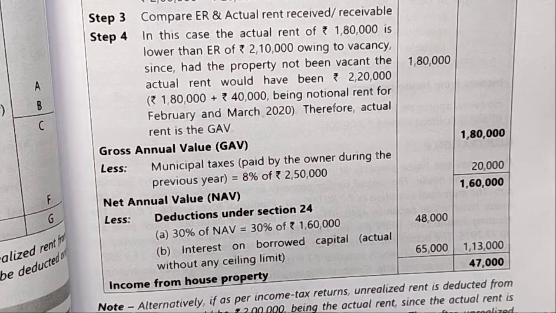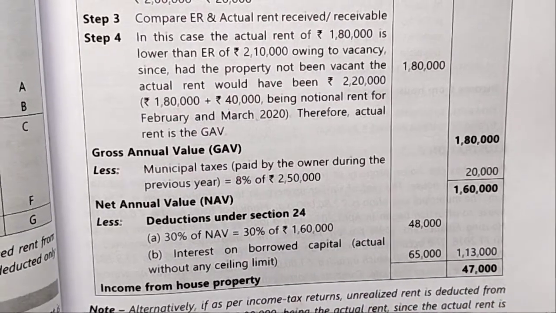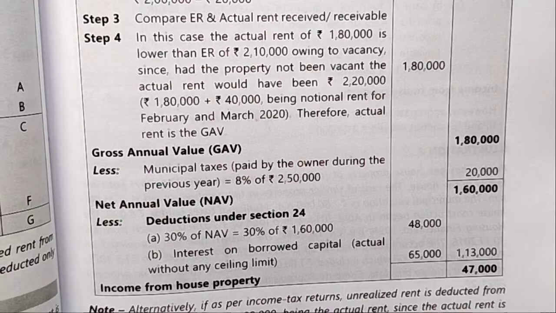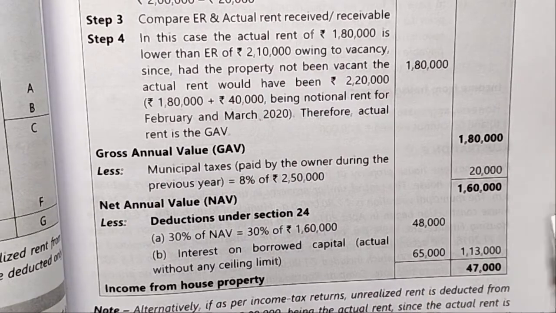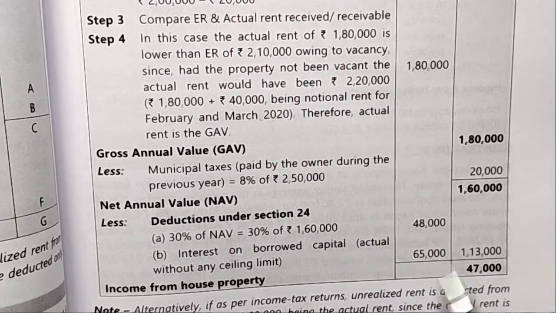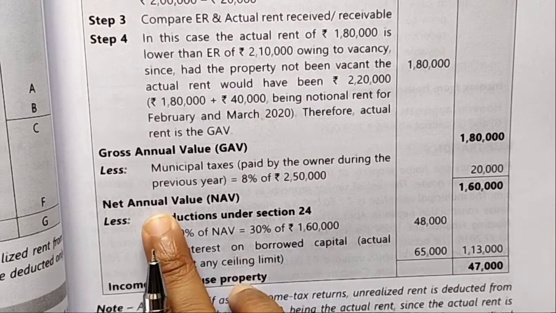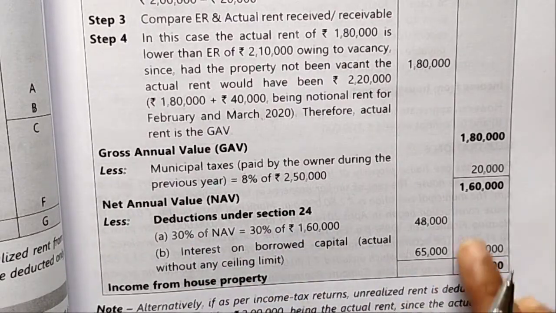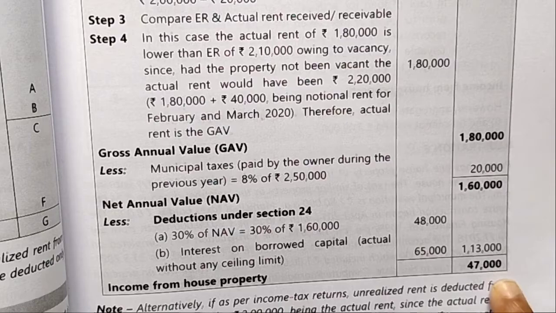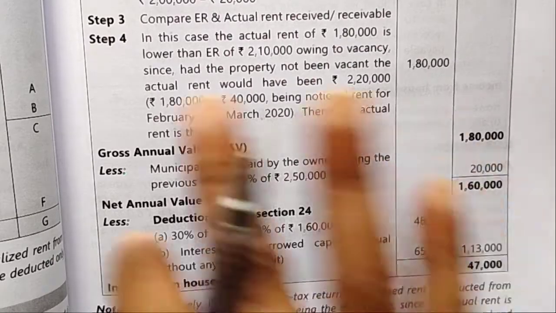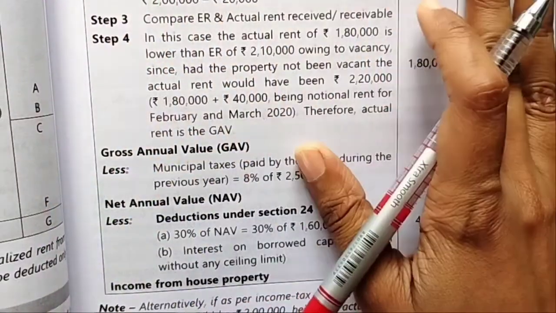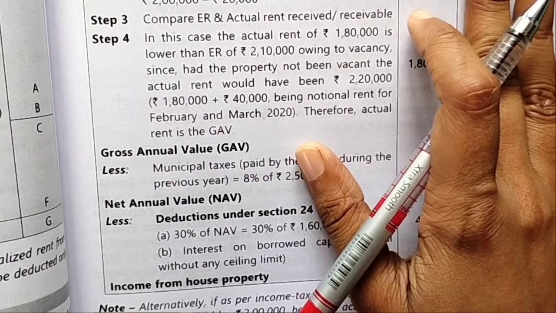From 1,60,000 we have two deductions under section 24. The first one is 30% of NAV, that is 48,000. And the second one is interest on borrowed capital. Here it is given that interest on borrowed capital is 65,000, so we can deduct that 65,000. After the deduction under section 24, we get the income from house property, and that is 47,000 rupees.